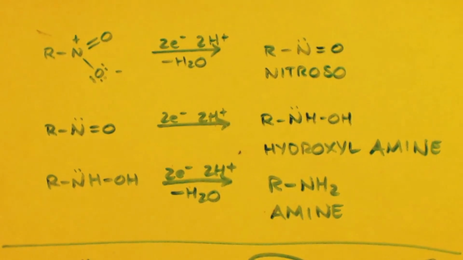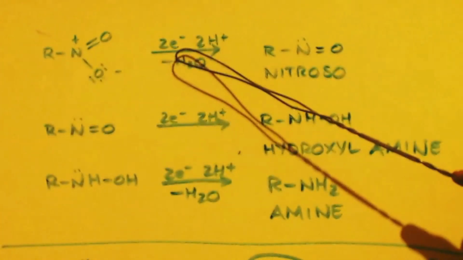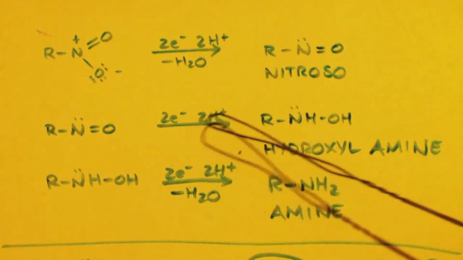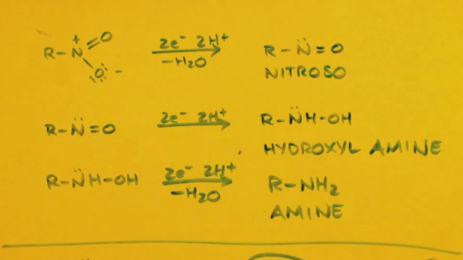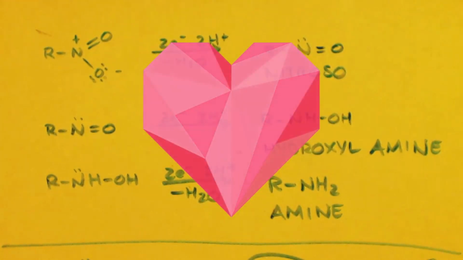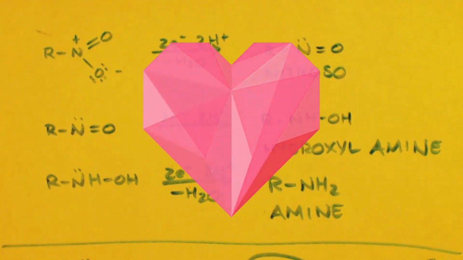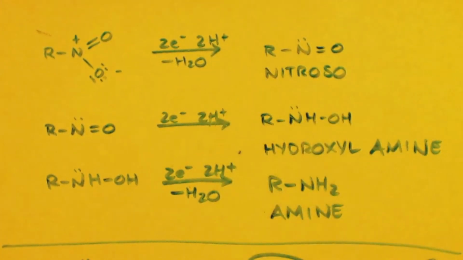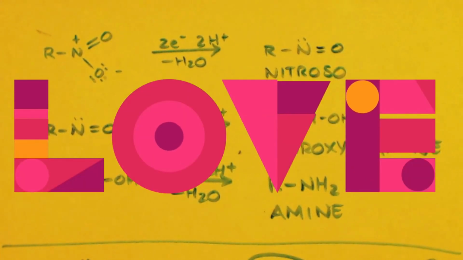Now, on my mechanism, I lost 2 electrons, 2 protons, 2 electrons, 2 protons, 2 electrons, 2 protons. That's 6 electrons and 6 protons total. Now, the Organic Chemistry Tutor loses 6 protons just like me in his mechanism, but he uses 8 electrons, whereas I'm only using 6.